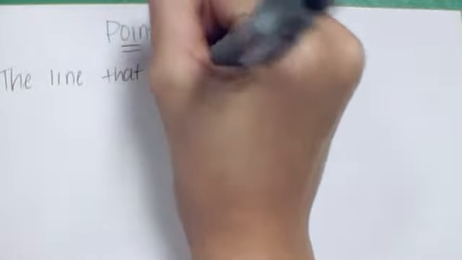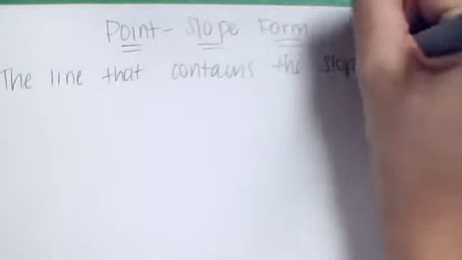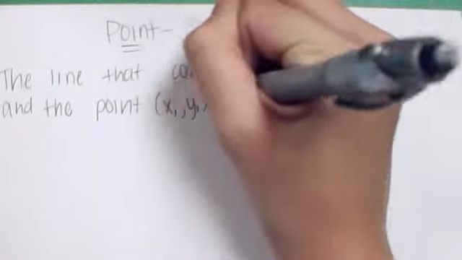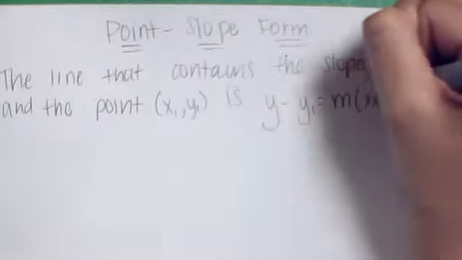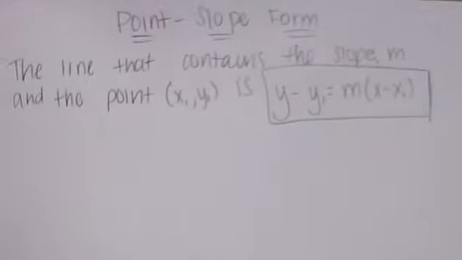Today in Algebra 1, we learned about point-slope form. The definition is the line that contains the slope, m, and the point, x1, y1, is y minus y1 equals m times x minus x1. And that right there is point-slope form, or the point-slope formula.